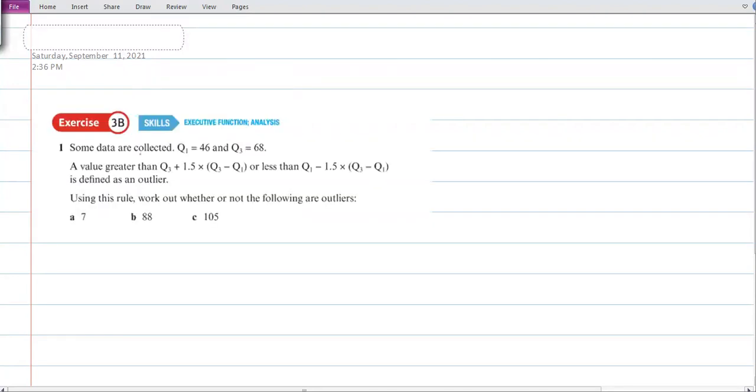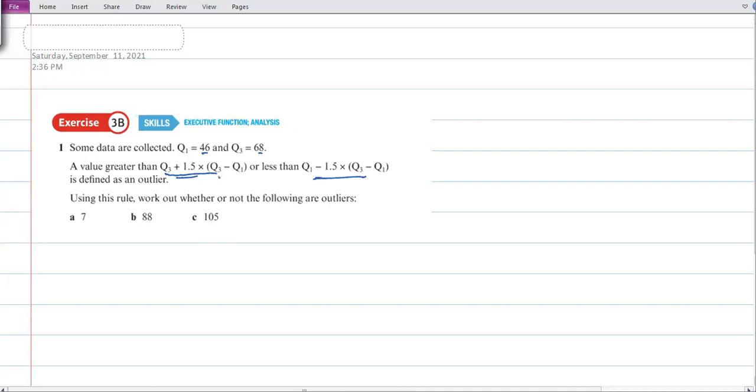Now it is given here in this question. Q1 is given as 46, Q3 is given as 68, and the definition of the outlier is that a value greater than this one or less than this one. So it means the definition of the outlier is given. Using this rule, work out whether or not the following are outliers. These three values are given, so we have to check, can we take 7 as an outlier or not, 88 as an outlier or not, 105 as an outlier or not. So first of all, you should find this value and this value.